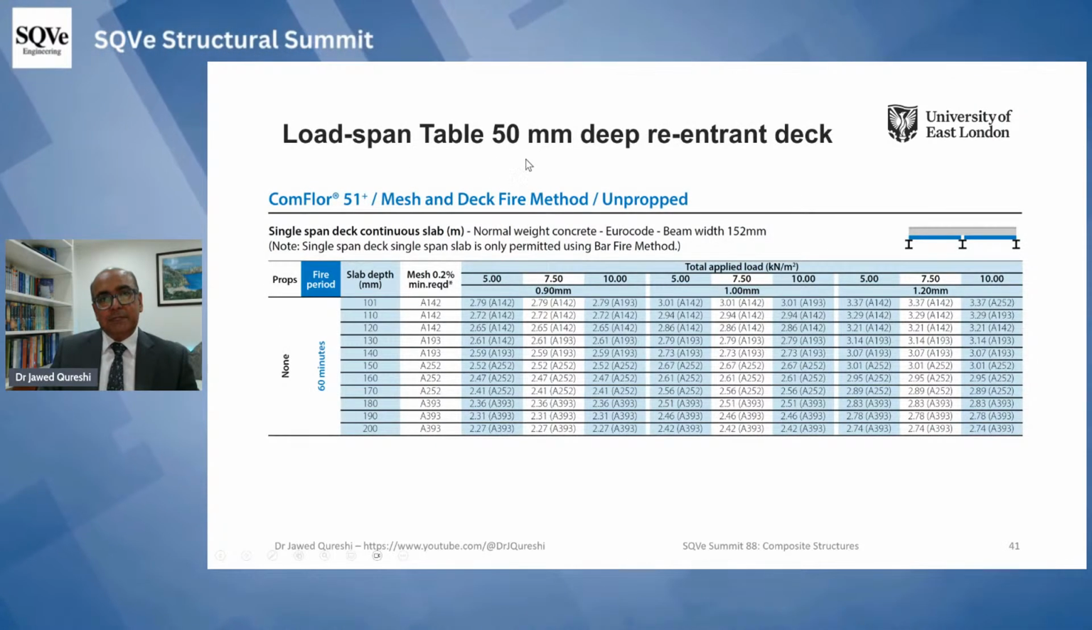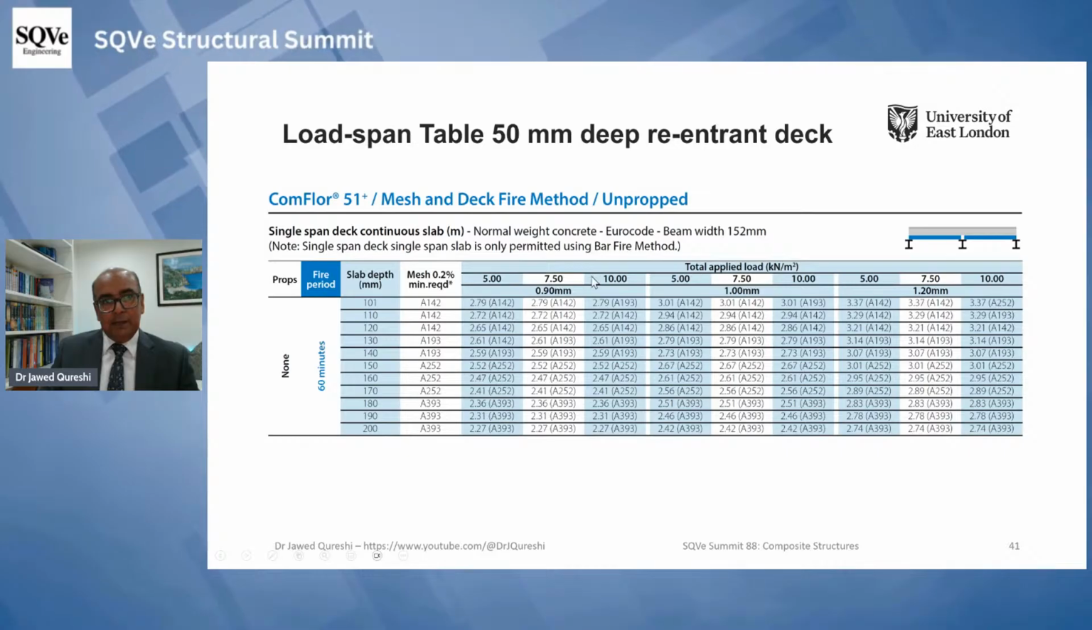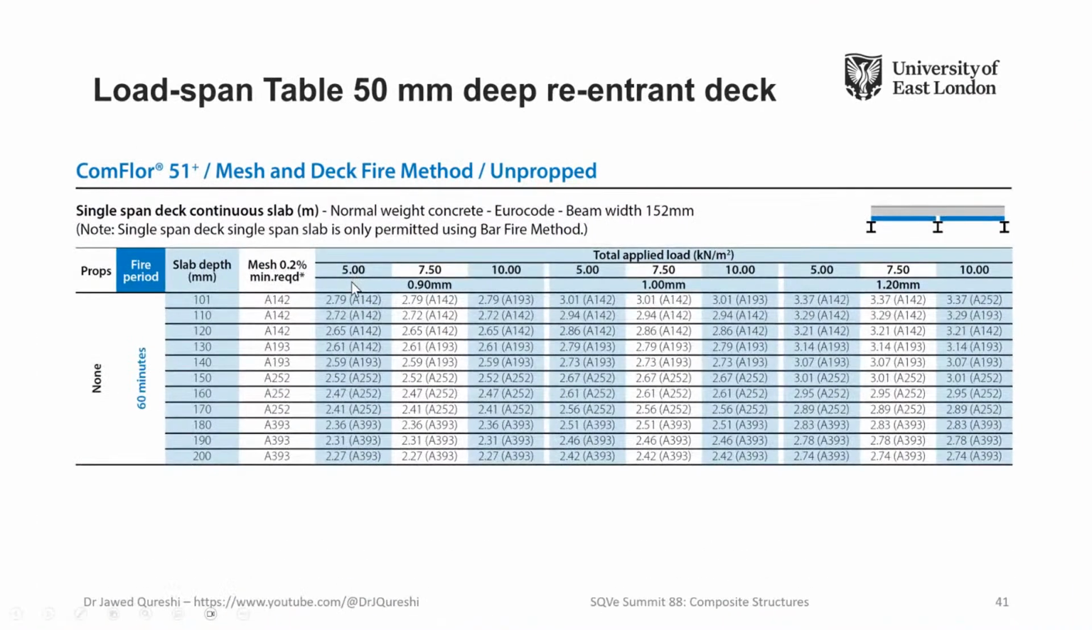Load span table for 50 millimeter deep re-entrant or dovetailed deck. This is ComFlor. It's been taken from Tata Steel. So here, what you do is that you have applied loading. This is service loading, unfactored service loading. So for example, if you have 5 kilonewton per meter square service load, and if you wanted 60 minutes of fire resistance, for 90 and 120 minutes you will have a separate load span table.